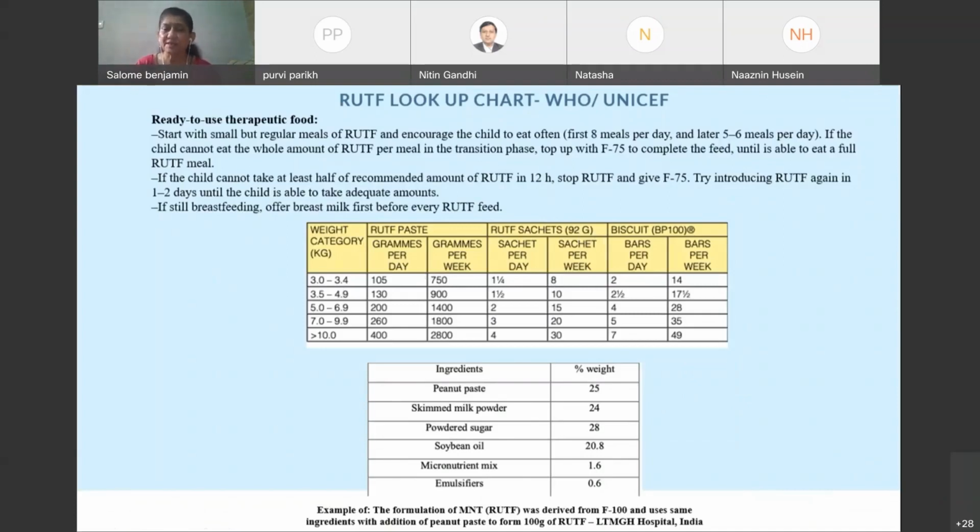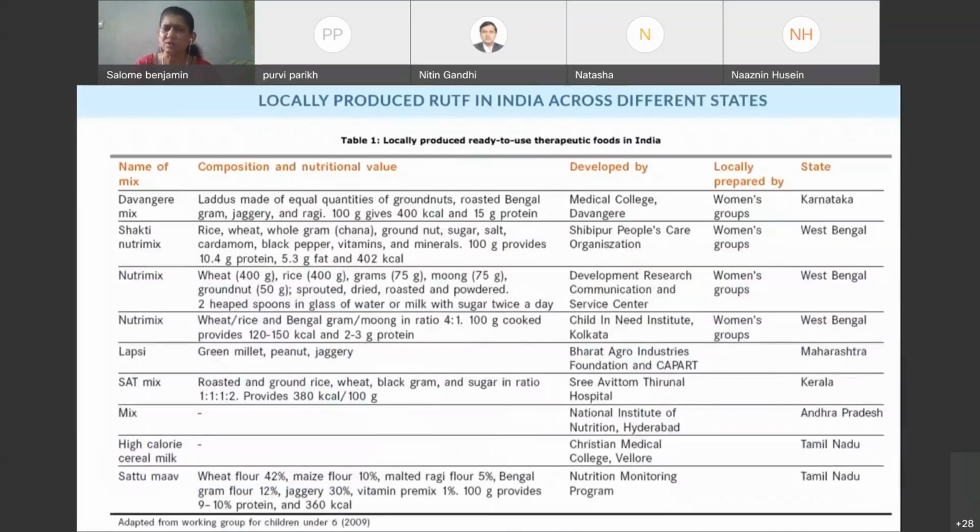And you can look up how much you will give for that weight, starting from day 1 to day 7, or how you want to, till the child gains the weight. You are going to use this because this is very dense energy, high energy RUTF. So there are some RUTF prepared by some NGOs, locally prepared, ready to use, because we cannot have it everywhere from the NRC centers, or they cannot afford to buy the ready to use. So I've just put up the list.